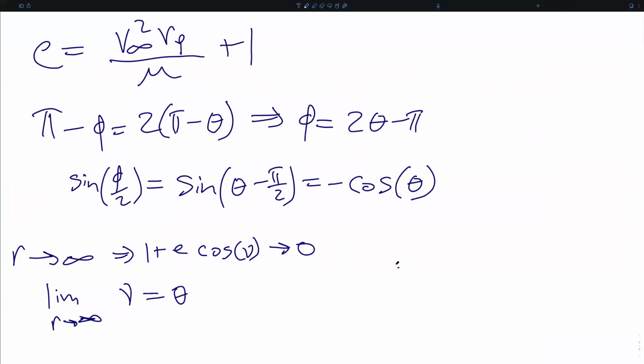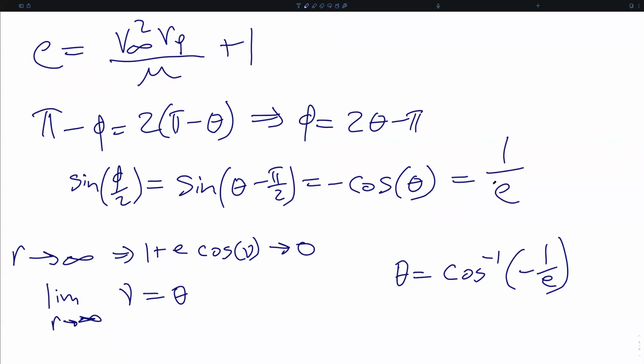So that means that theta must be equal to the arc cosine of negative 1 over e, which we have just discovered is exactly the same as sine phi over 2. So our result is that sine of phi over 2 must be equal to 1 over the eccentricity of your flyby orbit, and we can plug in the eccentricity value that we just discovered in order to solve for the turning angle phi as a function of the periapse radius and the infinite velocity magnitude.